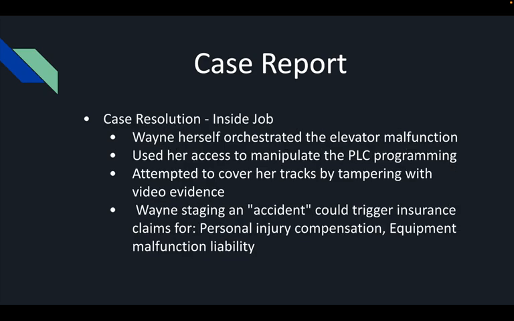Then we have our conclusion, which is that Wayne herself orchestrated this elevator malfunction, because staging this accident could trigger insurance claims and give her a lot of money. She used her access to manipulate the PLC programming, and she attempted to cover her tracks by tampering with the video evidence.